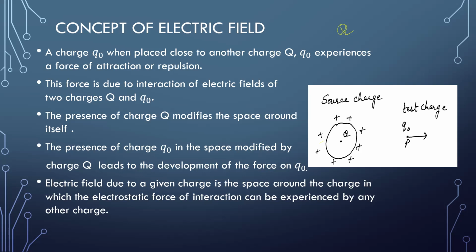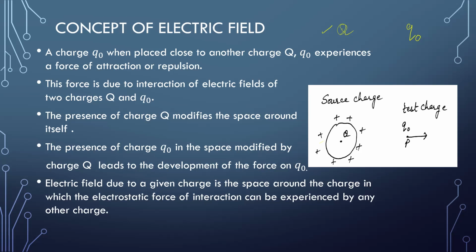This is the charge Q which is creating some field, some space around it, within which if we place any other charge, that particular charge will experience a force of interaction, that means a force of attraction or repulsion. Now, the charge which we put in the space around the charge capital Q is called the test charge, and the test charge is usually denoted by small q naught.